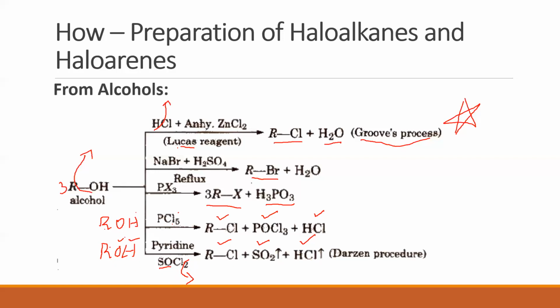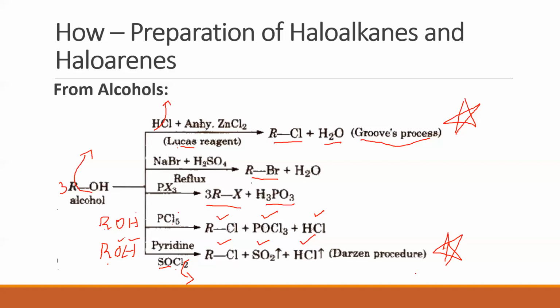SO will take away the oxygen from the alcohol to go out as SO2. Whatever is remaining, they combine. So who is remaining? R is remaining here, and one of the Cl atoms is remaining here. They combine to form RCl. This is the reaction. There's a name given to this method. This method is called Darzon's process.